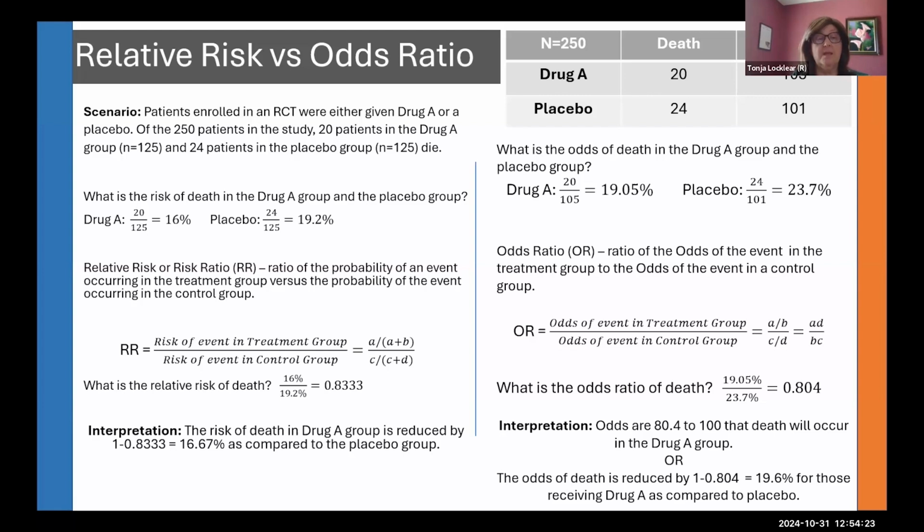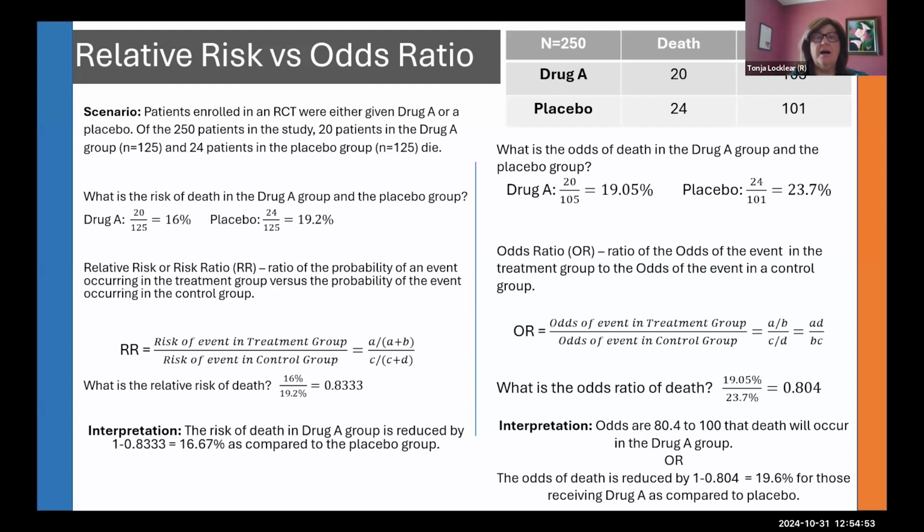So what does that mean? Well, the risk of death in the drug A group is reduced, and we subtract because this is lower than 1. So we know that the risk of death is lower. A risk ratio of 1 means it's basically even. But here the risk of death has been reduced by 16.67% as compared to the placebo group. And that's what they mean when they talk about a relative risk.